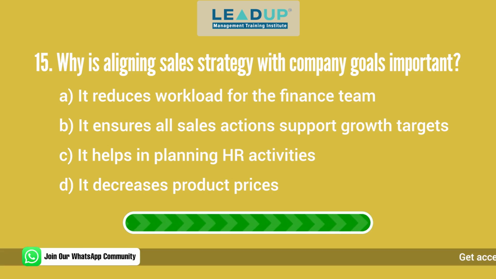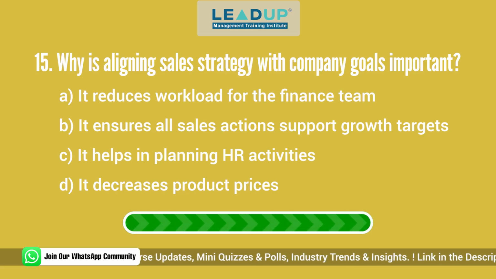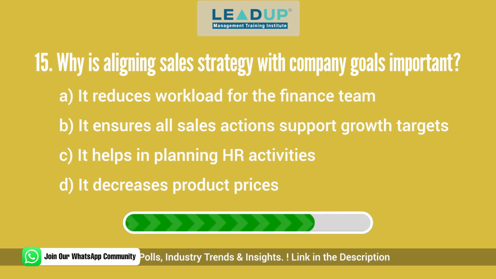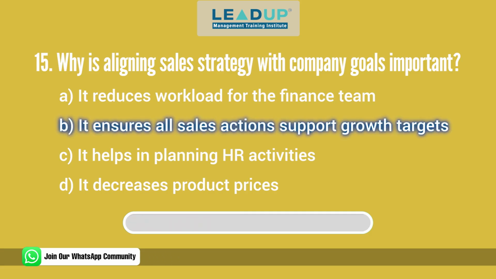Question 15. Why is aligning sales strategy with company goals important? A. It reduces workload for the finance team. B. It ensures all sales actions support growth targets. C. It helps in planning HR activities. And D. It decreases product prices. Answer: it ensures all sales actions support growth targets.